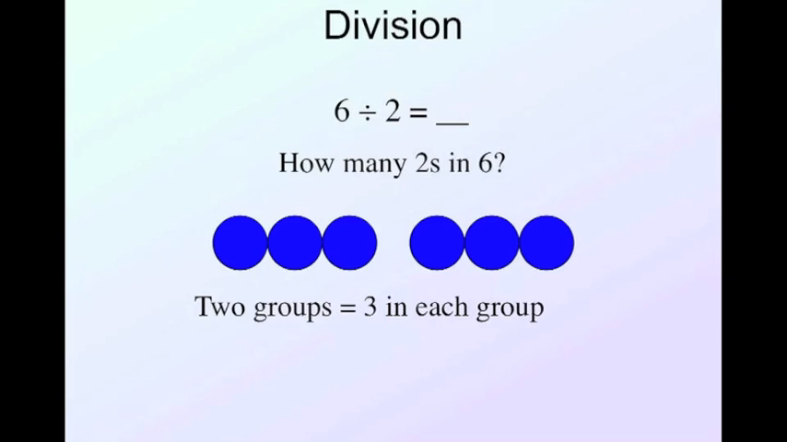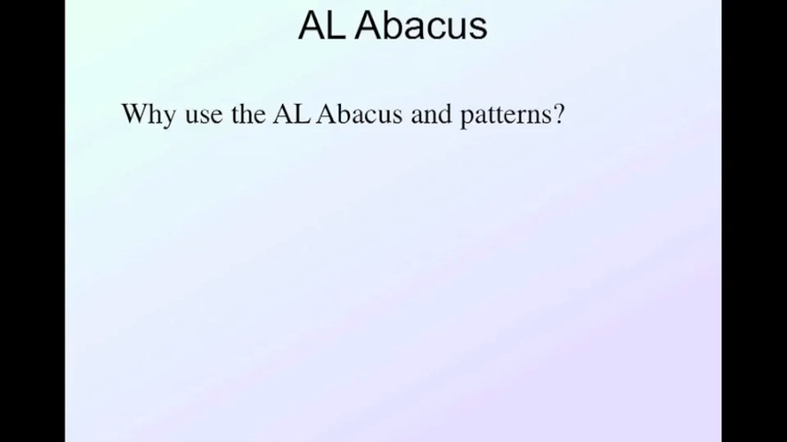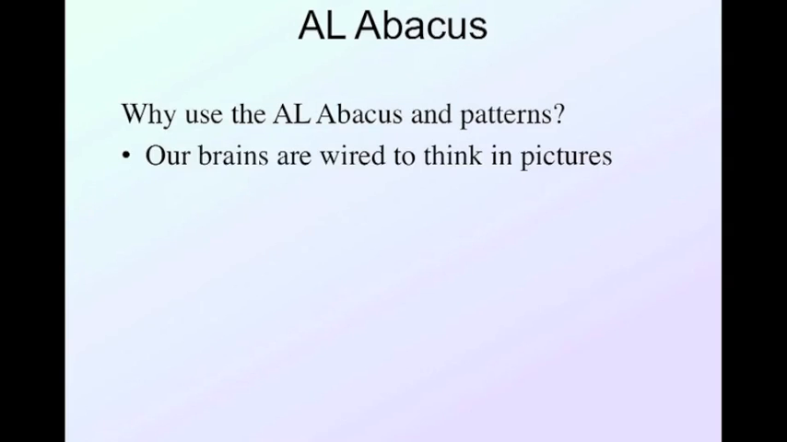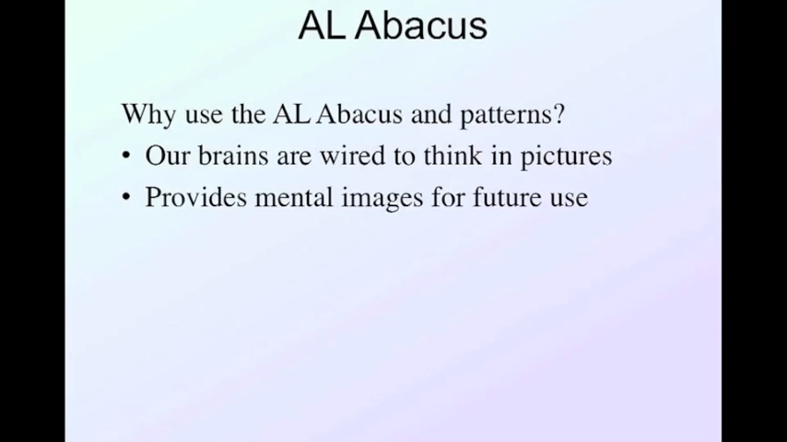Now I could say, again, how many 2's in 6? I could say, if I put these into 2 groups, how many are in each group? 3 are in each group. Both ways are accurate. They're used at different places at different times, but there's 2 ways to look at it. And I realize there's a very subtle difference, but it's an important difference.